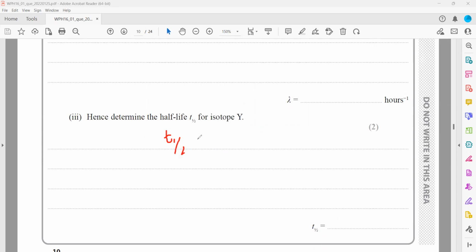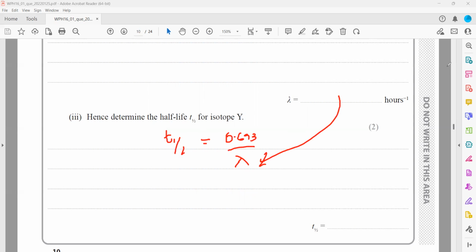T half is equal to 0.693 divided by lambda. So if we need lambda, it is 0.693 divided by T half. Or if we need T half, we have this formula. After getting lambda from here, we'll substitute and we'll get the value of the half-life.